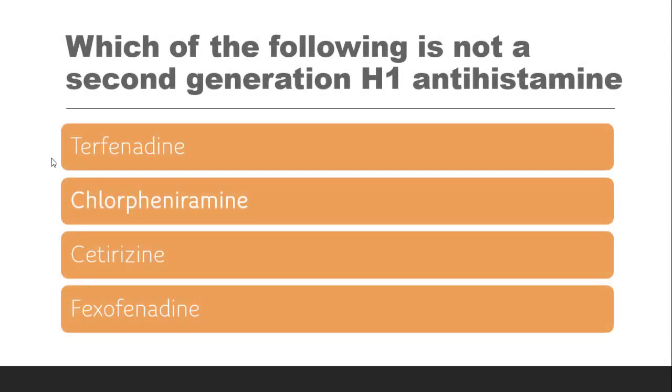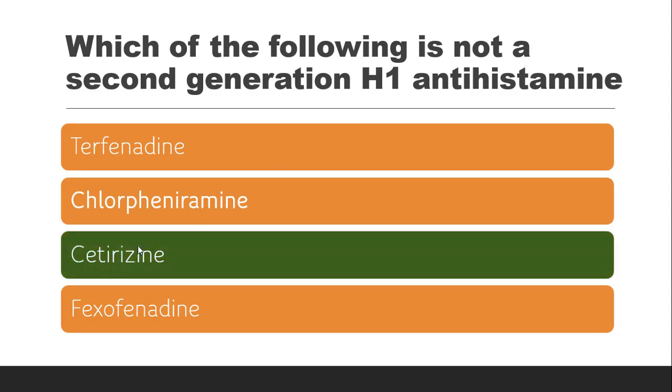Next question is, which of the following is not a second generation H1 antihistamine? The second generation includes terfenadine, cetirizine, fexofenadine. Second generation H1 antihistamines are cetirizine, levocetirizine, fexofenadine, terfenadine. So fexofenadine, cetirizine, terfenadine are all second generation antihistamines. And which one is not? The correct answer is chlorpheniramine. Chlorpheniramine, not cetirizine.